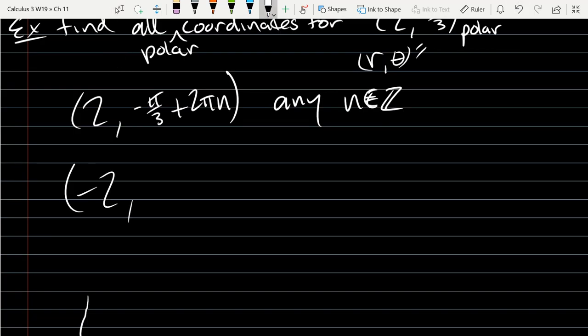Negative 2. Now it's negative pi over 3 plus pi. We want to add as many full rotations as we like. So there we go, and this is for any n in Z.